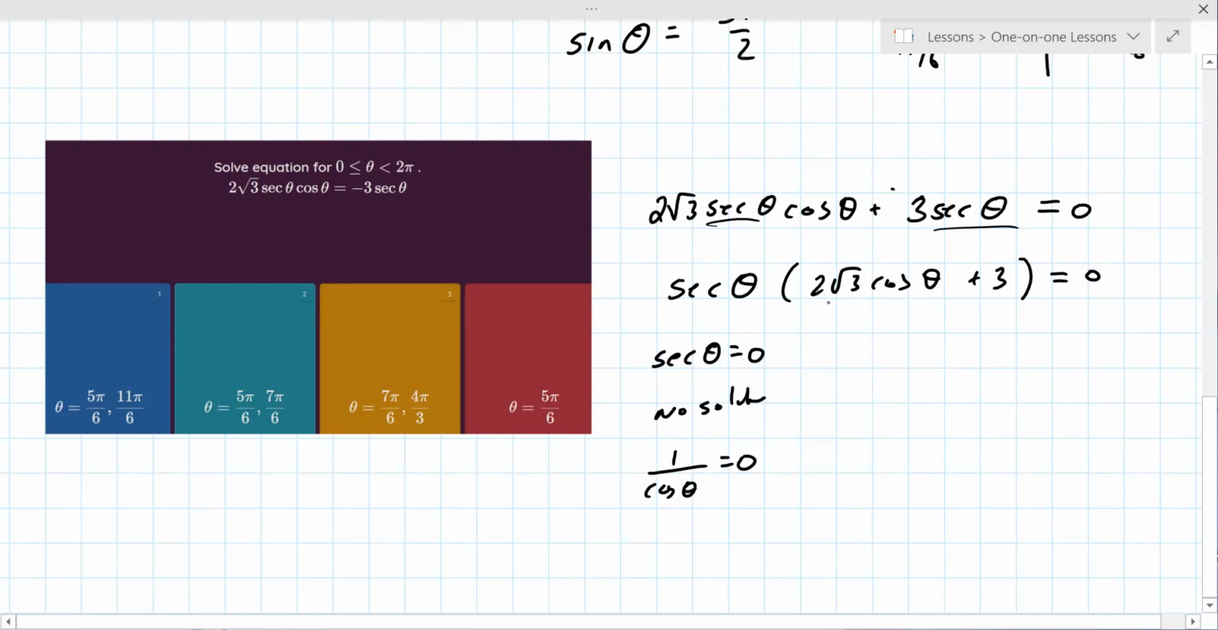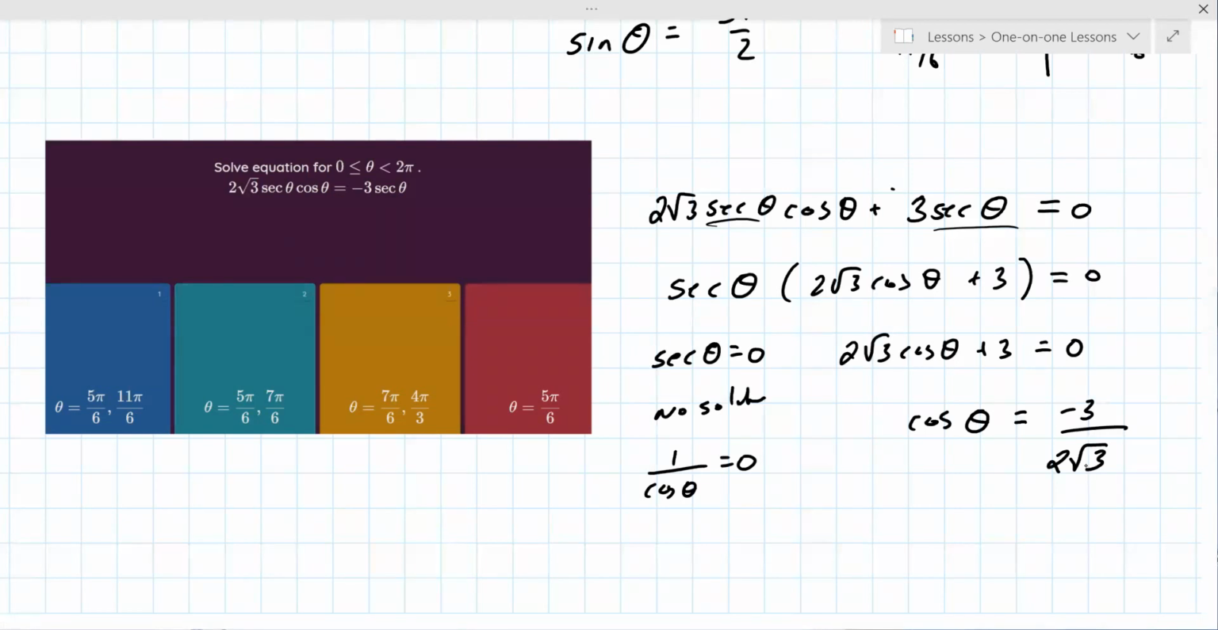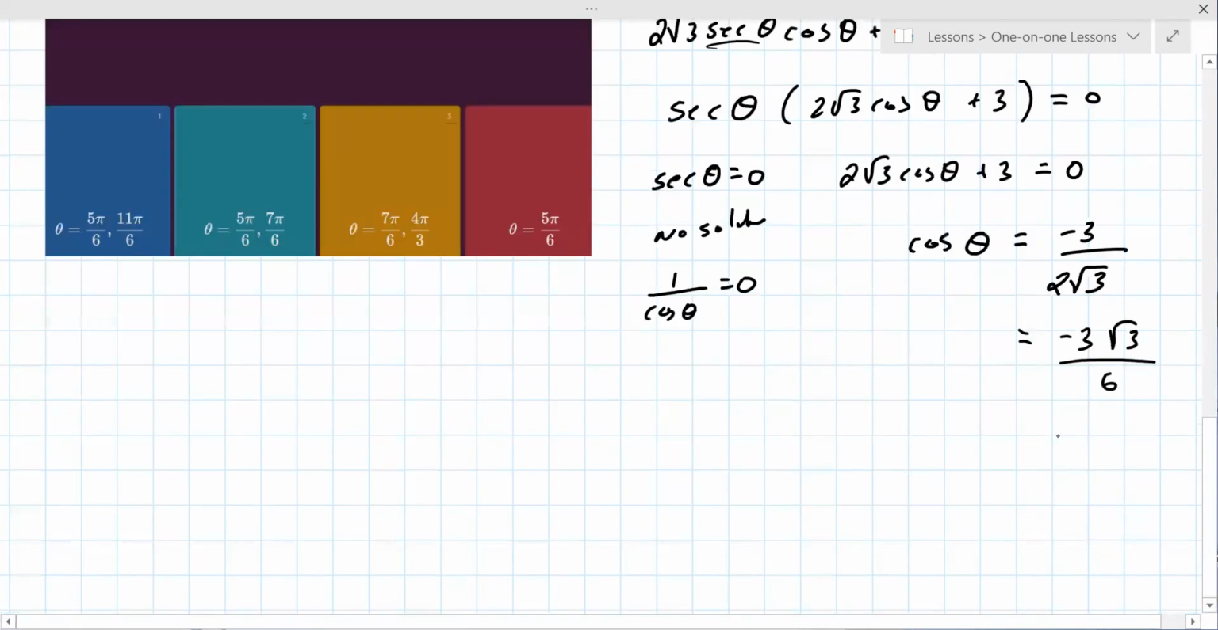The one on the right, you set 2 square root 3 cosine theta plus 3 equal to 0, and you get cosine theta equals minus 3 over 2 square root 3. And then you rationalize, multiplying top and bottom by square root of 3. So you get minus 3 square root 3 over 6. And it is right, minus square root 3 over 2.